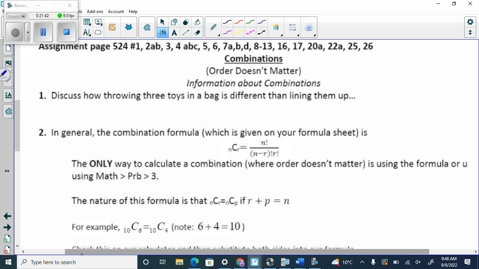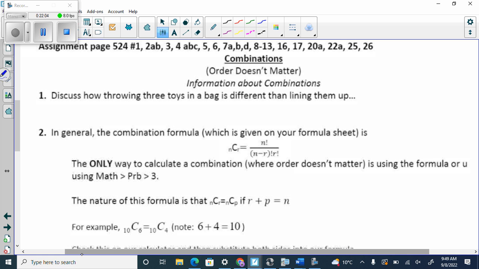Okay. Now, if I want to line up these toys instead of just throwing them in my backpack and going home, so now I have my 3 toys and I want to line them up. These are some really boring toys. They're just highlighters, but don't be jealous. Here are my 3 toys.